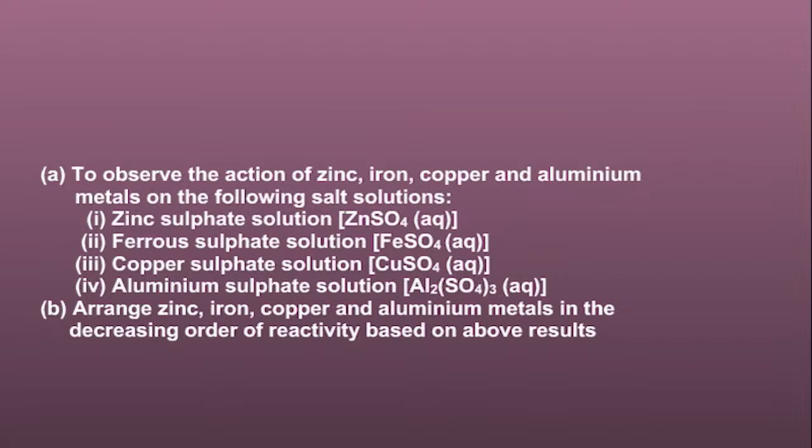A. To observe the action of zinc, iron, copper and aluminium metals on the following salt solutions. 1. Zinc sulfate solution, ZnSO4 aqueous. 2. Ferrous sulfate solution, FeSO4 aqueous. 3. Copper sulfate solution, CuSO4 aqueous. 4. Aluminium sulfate solution, Al2(SO4)3 aqueous. B. Arrange zinc, iron, copper and aluminium metals in the decreasing order of reactivity based on the above results.